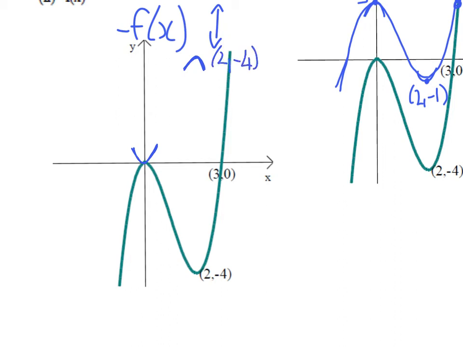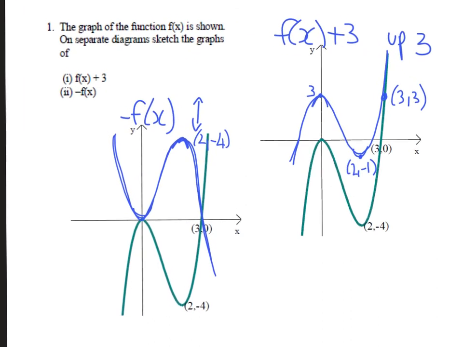So that would be 2, negative 4. And I'm just going to draw that in. And it's still going to cut through that one there at 3, 0. So there is my diagram. I don't need to remark the 0, 0 one, but I have marked that one up there as 2, negative 4. So this is a graph of negative f of x. So just flipping upside down, all right? And then I'll pull that back out so we can see the two together.